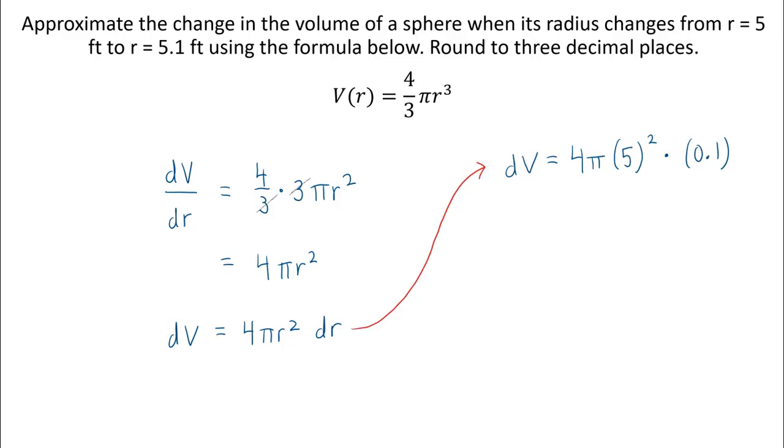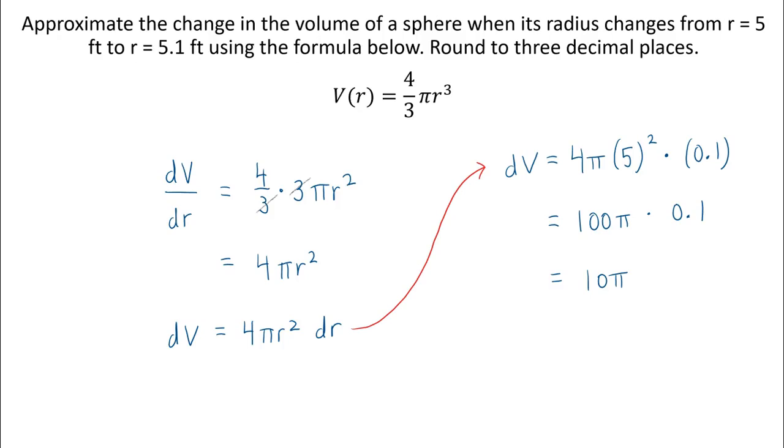To do this, we're just going to plug in 5 for r because that's our original radius. And then for dr, we're going to substitute 0.1 because the change in the radius is 5.1 minus 5, which is 0.1. So our change in radius is 0.1, and that's going to affect the volume. How? Well, let's do the calculations. 4 pi times 5 squared gives us 4 pi times 25, which is 100 pi, and we have to multiply that by the change in the radius, which is 0.1, and that gives us 10 pi.